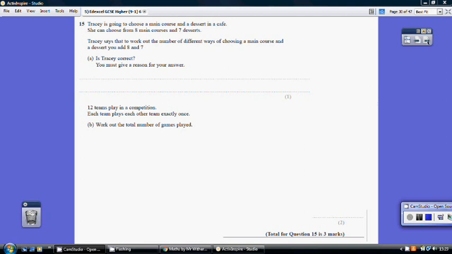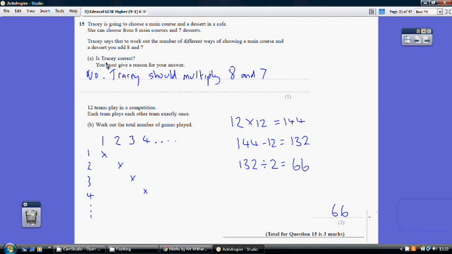Question 15. So part A, is Tracy correct when she wants to add the 8 and the 7? No, she isn't. To get the total number of possible combinations, you need to multiply the 8 and the 7. So there are 56 different ways you could combine a main course with a dessert.